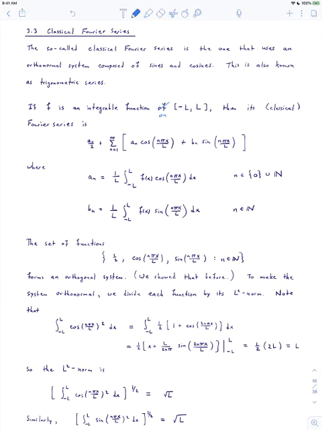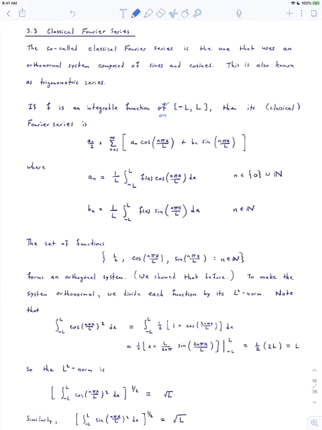So an is equal to 1 over L times the integral of minus L to L of f of x times cosine of n pi x over L dx, and bn is equal to 1 over L times the integral from minus L to L of f of x times sine of n pi x over L dx.